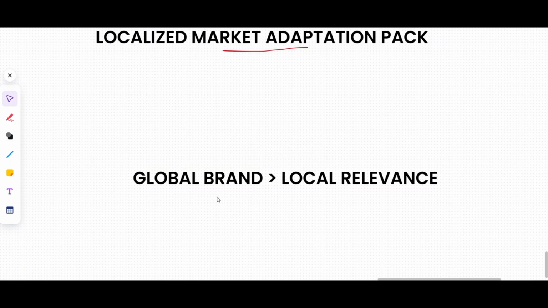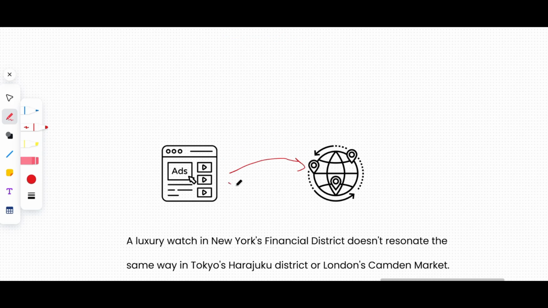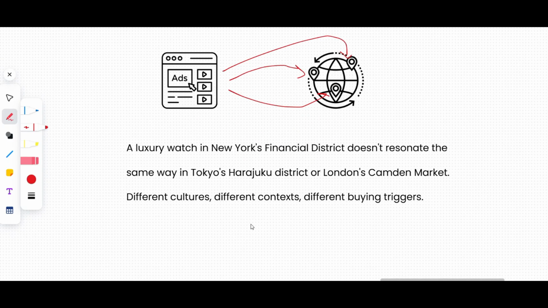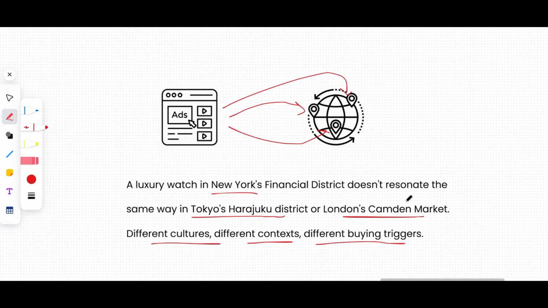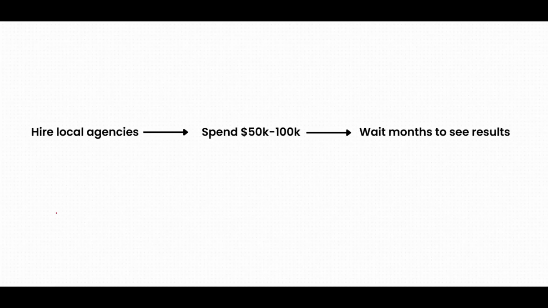This one's perfect for global brands that need local relevance without the massive overhead. Here's what happens with global campaigns. Brands create one amazing ad, then try to use it everywhere. But a luxury watch in New York's financial district doesn't resonate the same way in Tokyo's Harajuku district or London's Camden Market. Different cultures, different contexts, different buying triggers. The traditional solution is to hire local agencies in each market, spend $50,000 to $100,000 per region, wait months for results. Most brands just skip localization entirely and accept lower conversion rates.